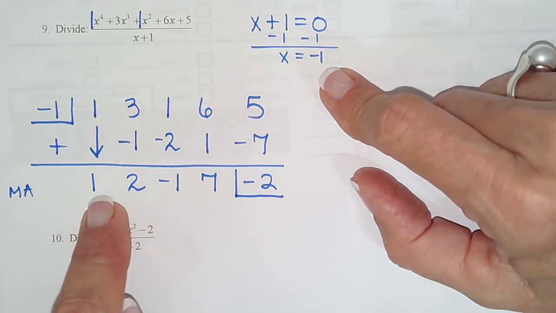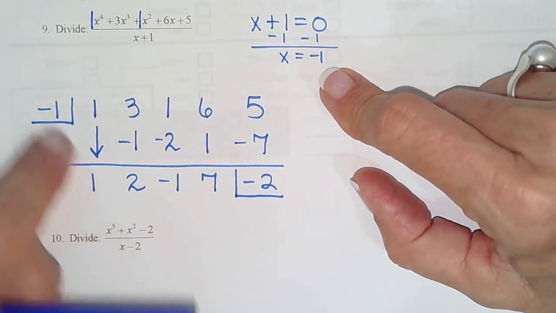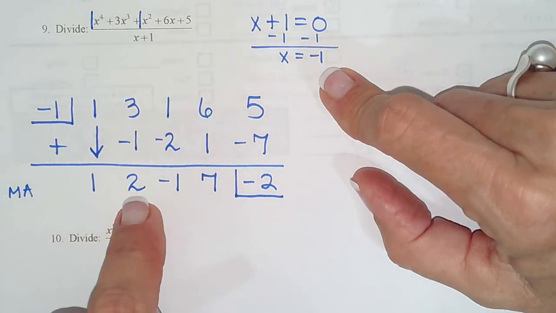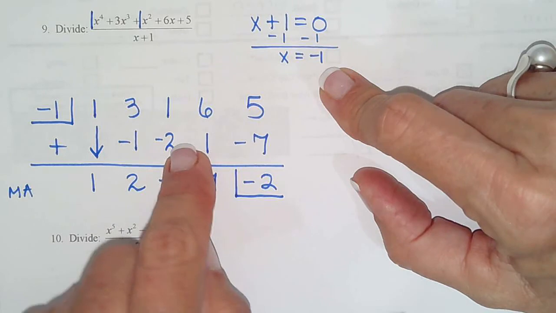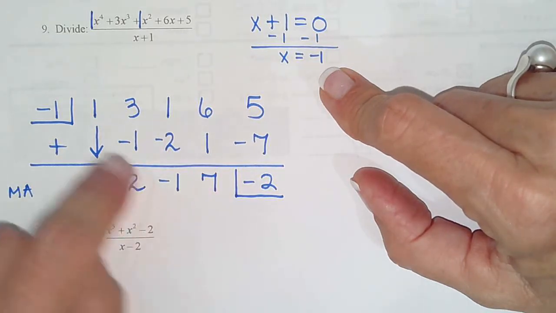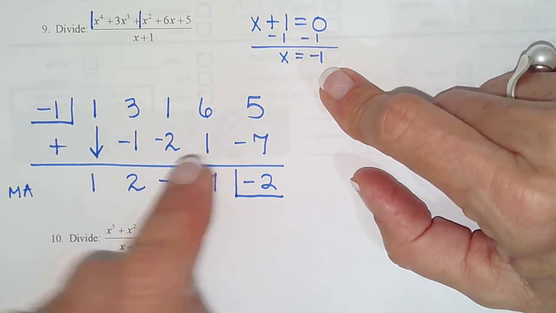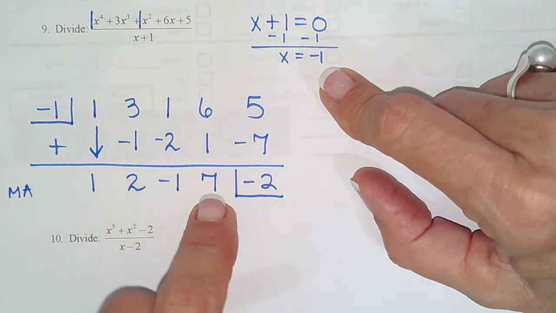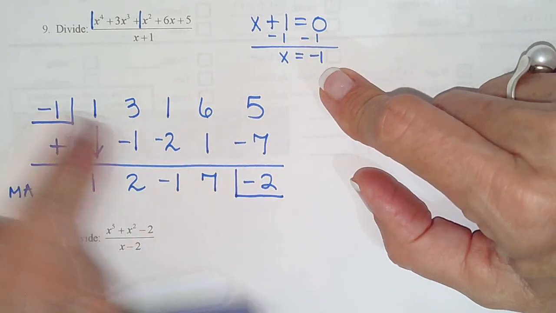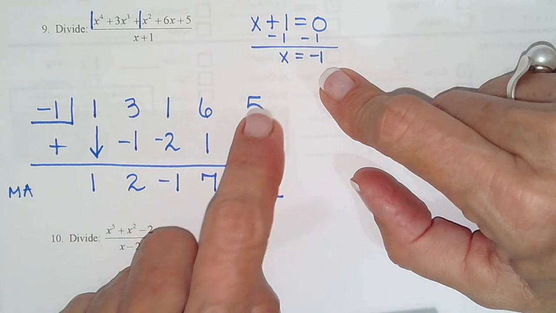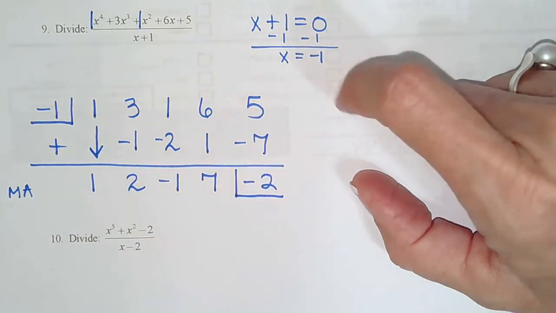Write it down, multiply, add. Multiply -1, add 2. Multiply -2, add, you get -1. Multiply -1 times -1 is +1. Add these, you get 7. Multiply, you get -7. When you add these, 5 plus -7, you get -2.